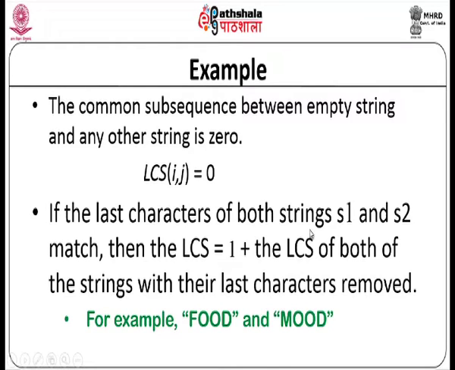Suppose the last characters of strings S1 and S2 match, then recursively we can say LCS is nothing but 1 plus the LCS of both the strings with the last characters removed. For example, you take food and then you have mood. The last character is D, there is a match. So, we can say that the LCS of food and mood is 1 plus the LCS of FOO and MOO. In other words, using the recursive approach, we are trying to defer the problem by saying that it is 1 plus the LCS of both the strings with the last characters removed.